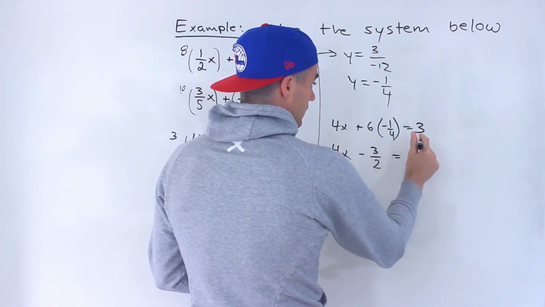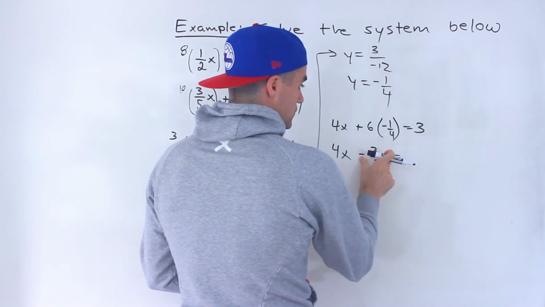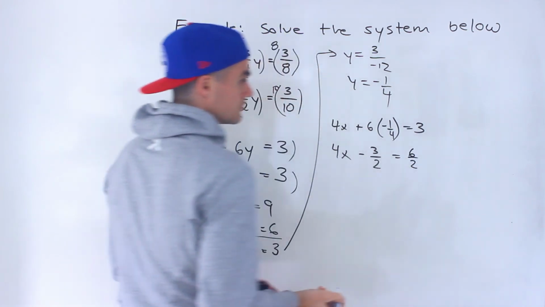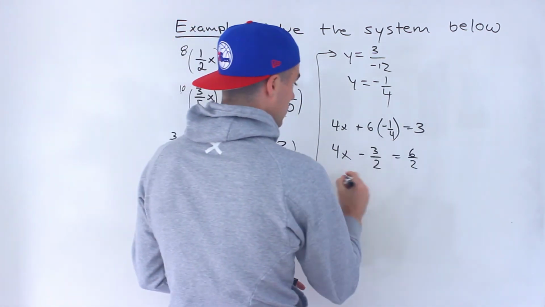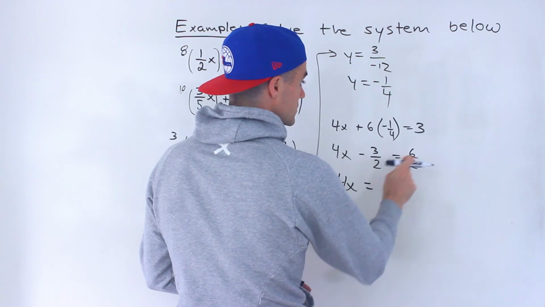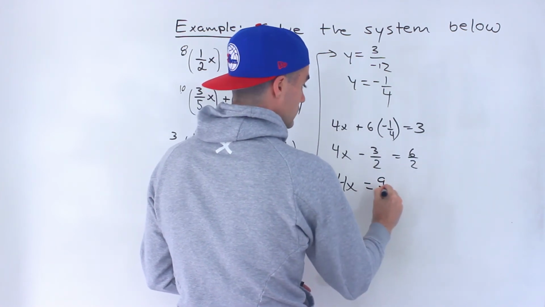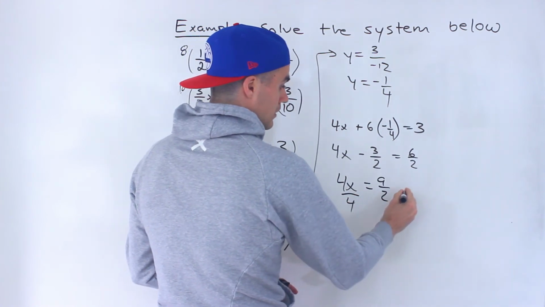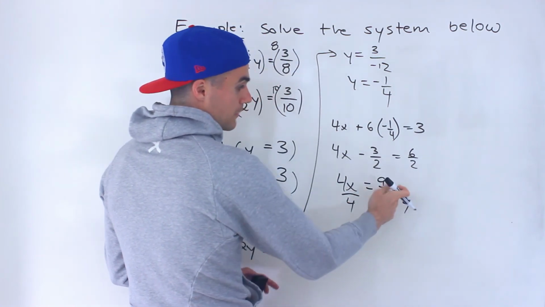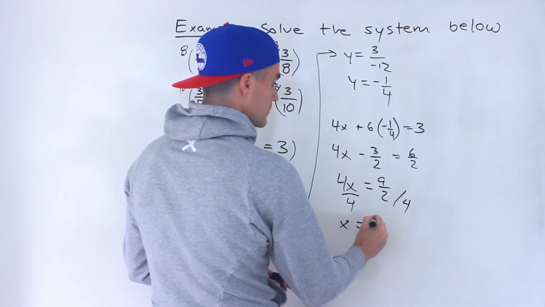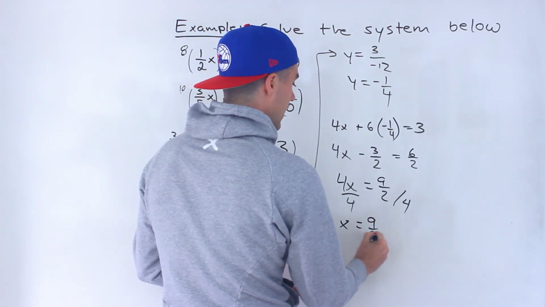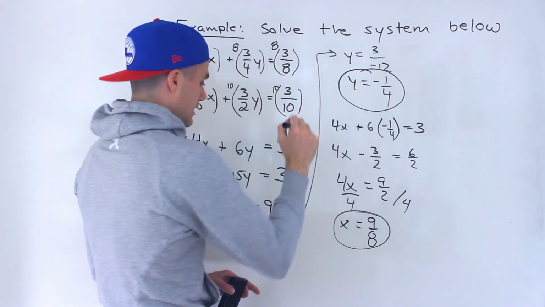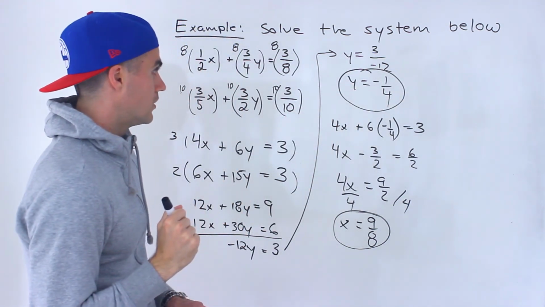This 3 here is like 3 over 1, and because we're going to be adding this fraction, I'll change this 3 into 6 over 2. So now when we bring the negative 3 over 2 over, we'll have 4x equals 6 over 2 plus 3 over 2, which gives us 9 over 2. Divide both sides by 4, which is the same as multiplying by 1 over 4. So x ends up being 9 over 8. So x is 9 over 8, y is negative 1 over 4.